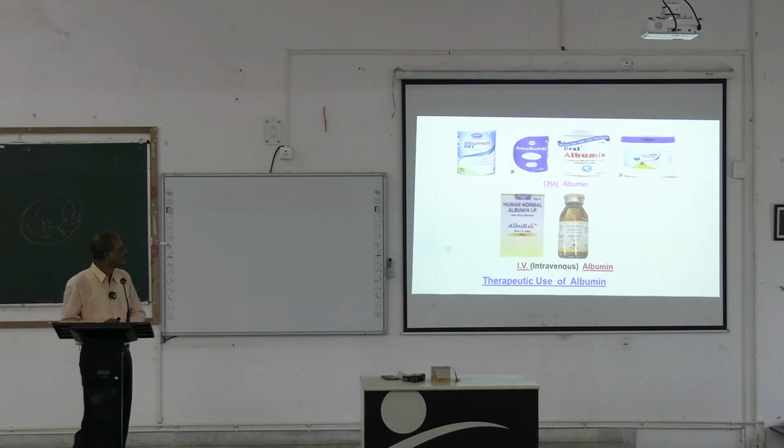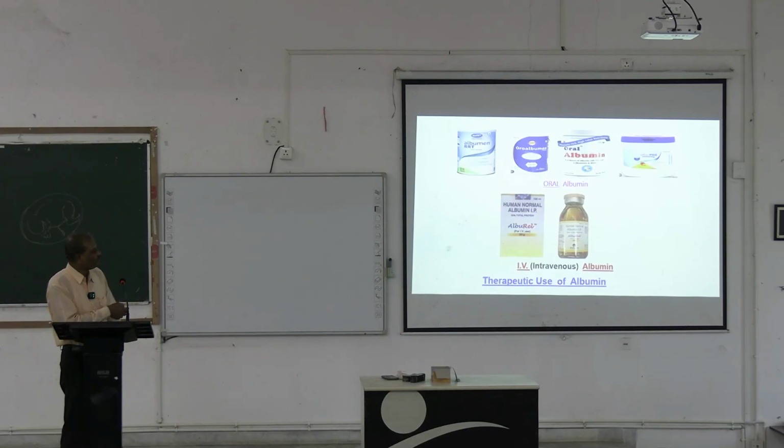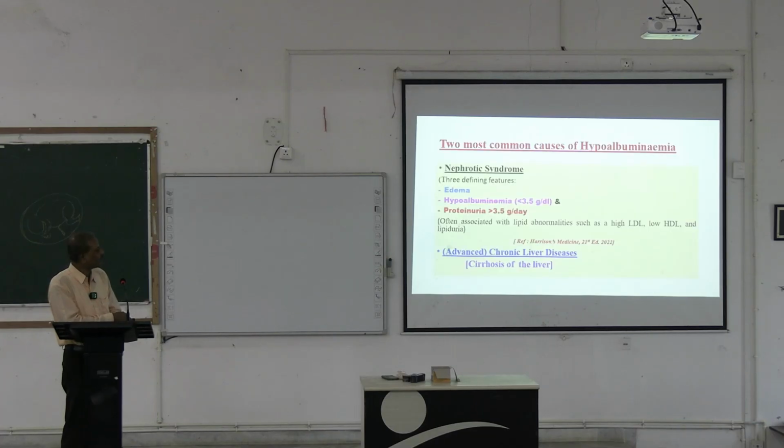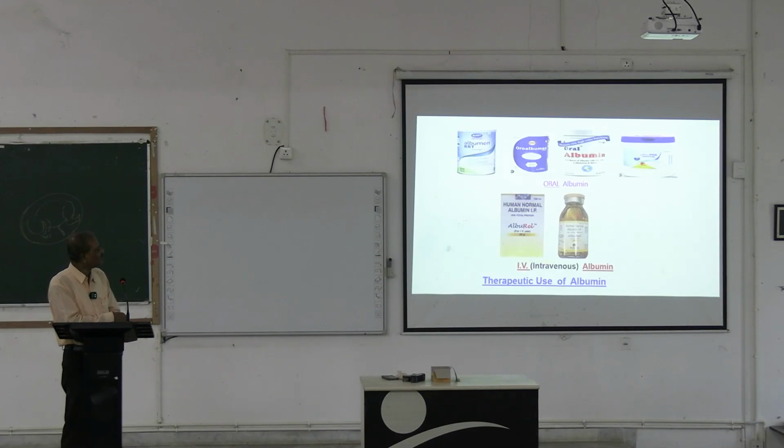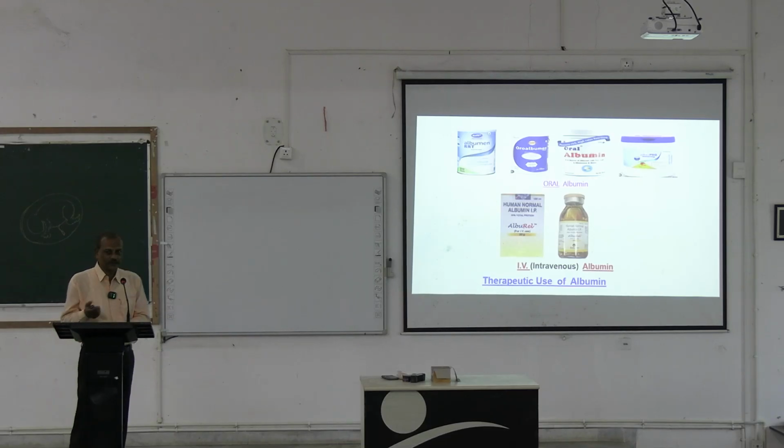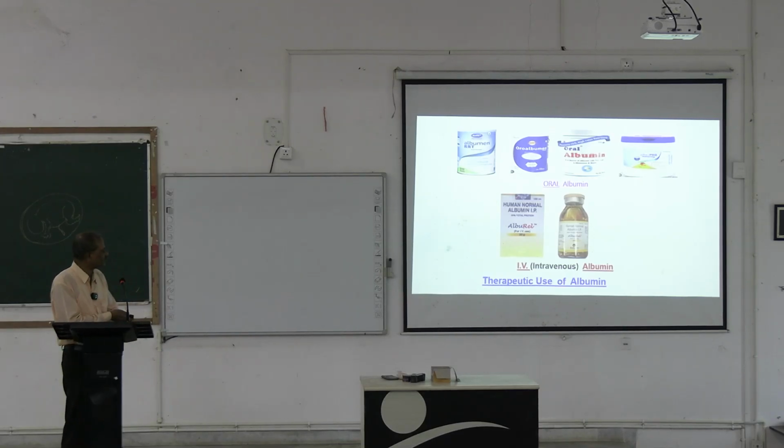Okay. So that oral albumin can be given, and many of the doctors, even when there is an advanced chronic liver disease, give oral albumin, but it will take a very long time. So IV albumin, intravenously, if you give albumin directly into the blood, it will immediately increase the level of albumin. So the therapeutic uses of albumin are basically in the oral form and also in the injectable form.